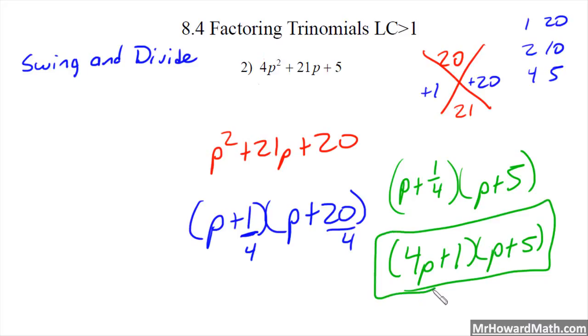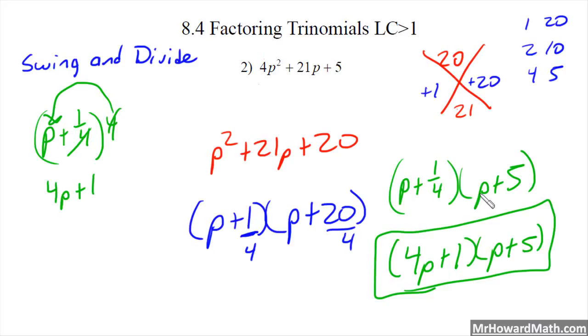So swing and divide. Now, the reason that works is, look, if I have p plus 1/4, if I multiply the whole parentheses by 4, that gives me 4p there, and this 4 cancels with that 4, so I end with 4p plus 1. That's how that works, but the little shortcut is just take that denominator and move it right there in front of that variable. So final answer, 4p plus 1 and p plus 5. If you watched the last video where we did split and group, we got the same answer. So either way works. Let's do another one.